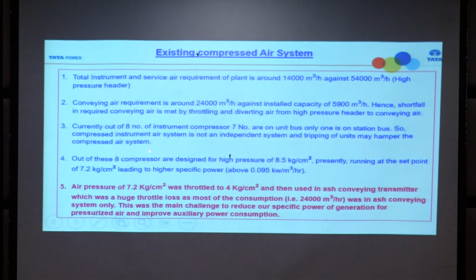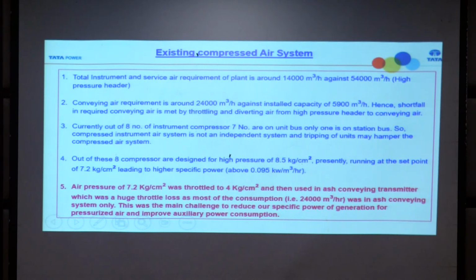Out of these 8 compressors designed for a high pressure of 8.5 kg, they are presently running at a set point of 7.2 kg, leading to higher specific power. This is almost 0.1. So air pressure of 7.2 kg per cm square is throttled to 4 kg per cm square, or 4.5, whatever you can say, and then used as conveying air.